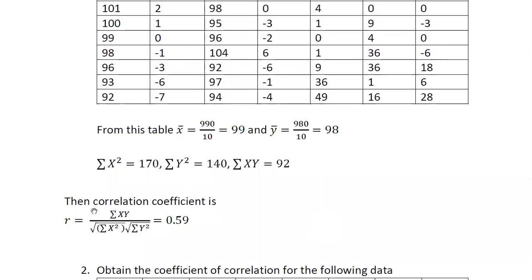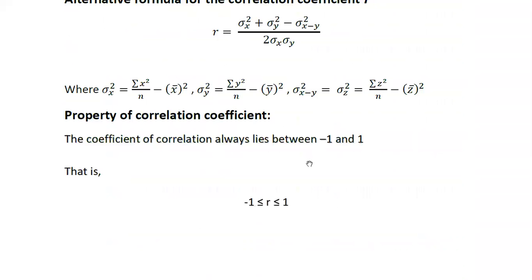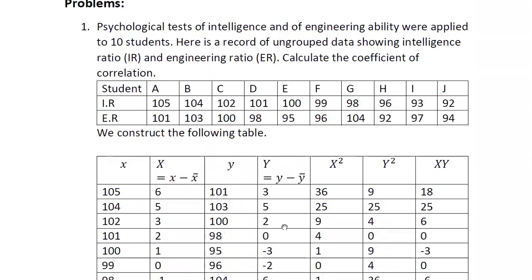So now we will calculate the correlation coefficient, which is equal to R equal to summation of xy divided by square root of summation x square into square root of summation y square. Summation xy is here 92 divided by square root of 170 into square root of 140. So if you solve it, the value of R is equal to 0.59. You can see that according to this property, the value of R should always be in between -1 and +1, which is true in this case.